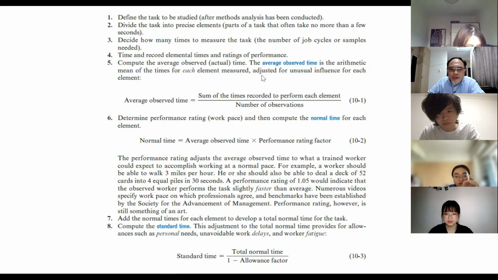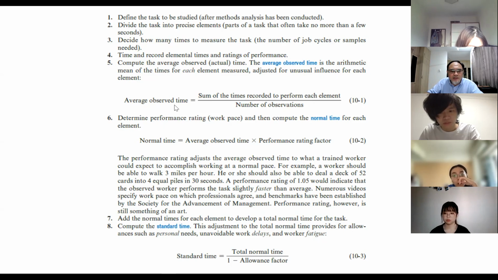Something that you need to be aware of is to adjust for unusual influence for each element. That means if there is something which is not normal, then you need to remove that from the data, because if you put it in the data, it will produce error, basically a wrong reading or wrong calculation.